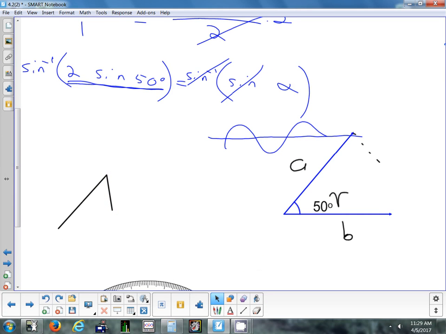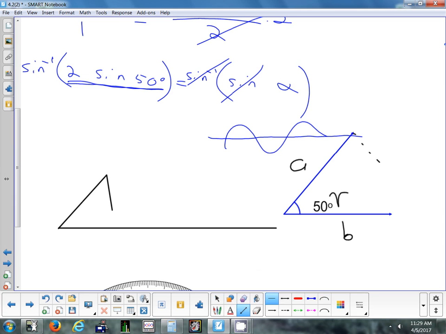Okay, so that's side C. Now B has to be horizontal. If B's not horizontal, then this angle wouldn't be 50. But they didn't tell me B. That's something I had to solve for. So B can be any length I want, but it has to stay horizontal.